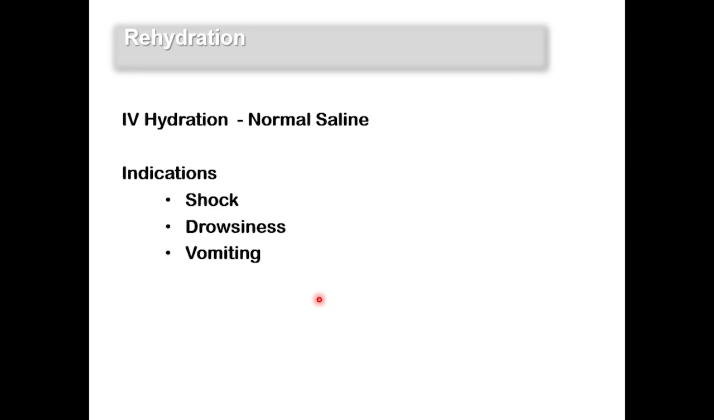So how do we do rehydration? We can do IV rehydration with simple normal saline. No other IV solutions, no Hartmann, no Ringer's lactate, nothing. Simple. Current guidelines say only normal saline, but it is very rarely necessary. Indications are shock, drowsiness, and vomiting. Otherwise, we can treat with ORS.